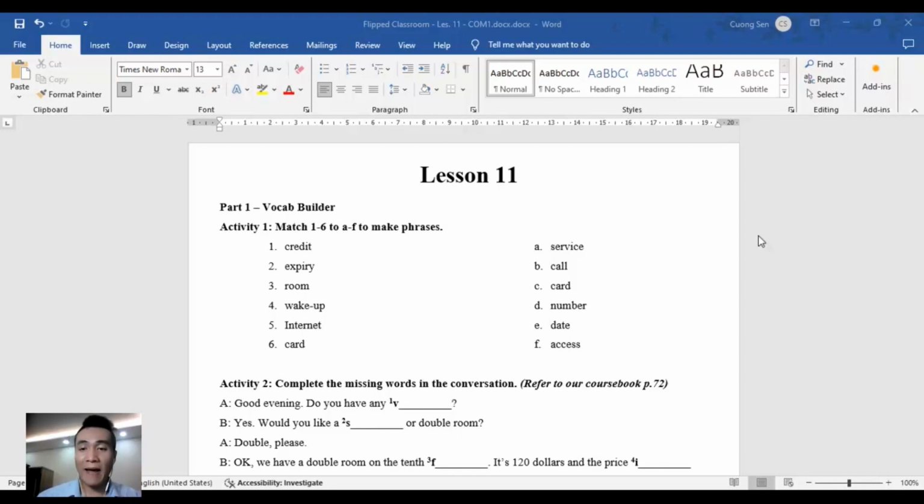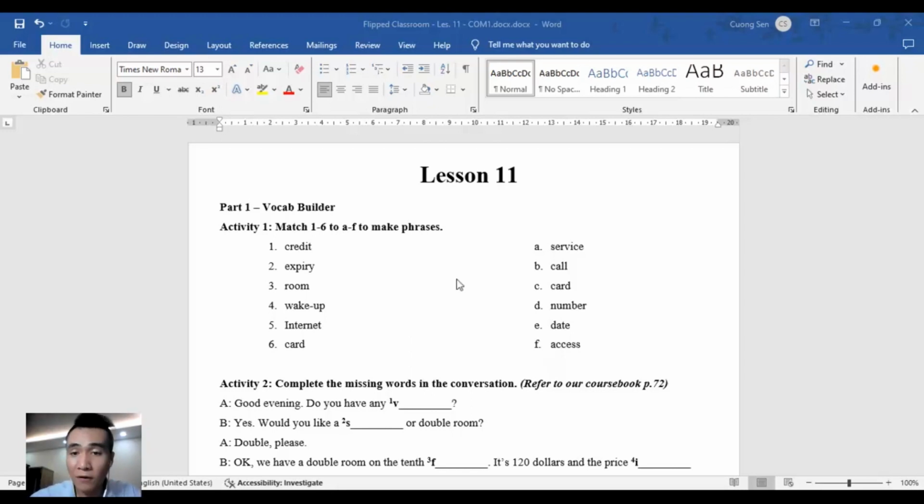So in this lesson, I will try to speak English all the time. I'm not going to speak Vietnamese usually. So let's get started. In the first part, as usual, I'll give you some activities so you can practice and prepare at home before we come to class. In the first activity, we have 6 words right here, and what you need to do is match them from 1 to 6 to A to F to create phrases, because we have 6, right?